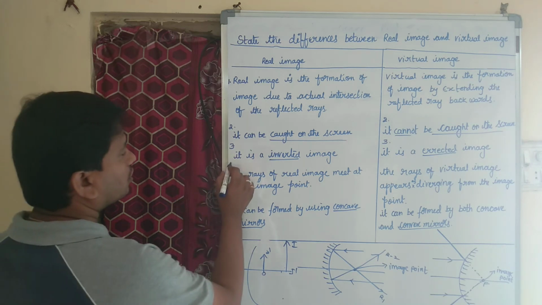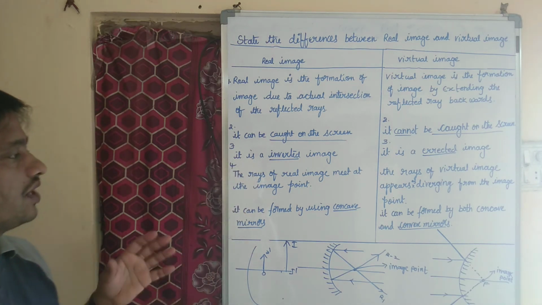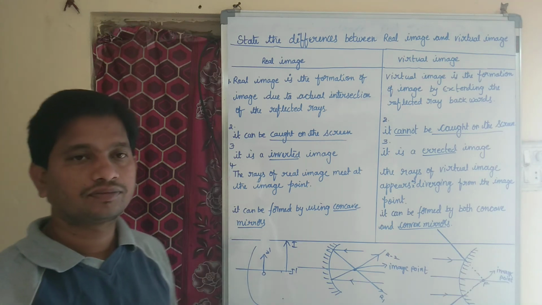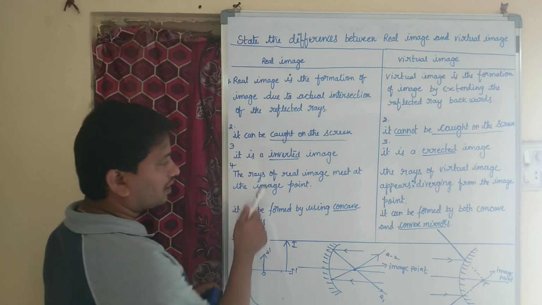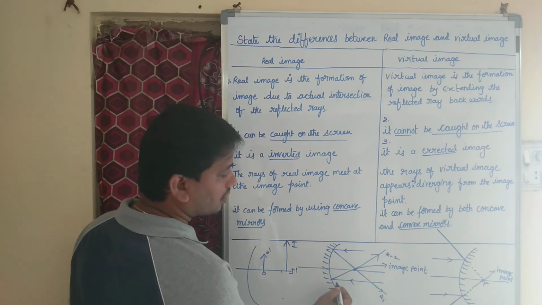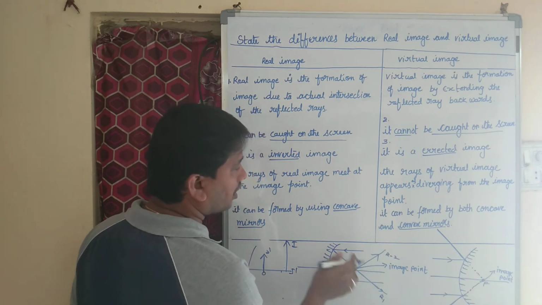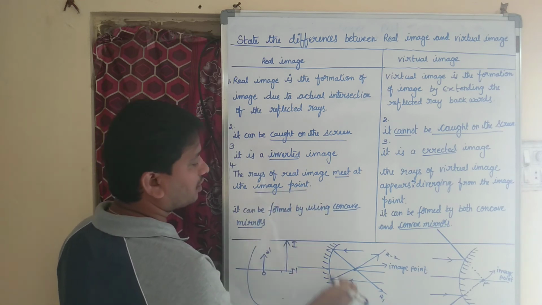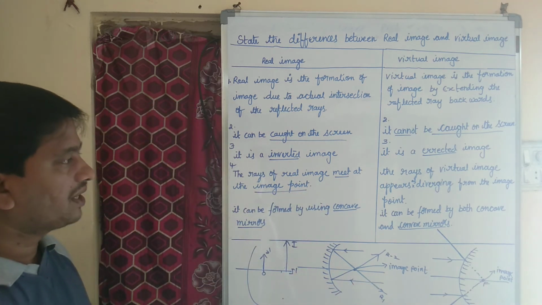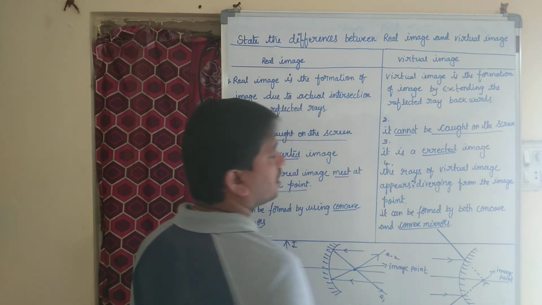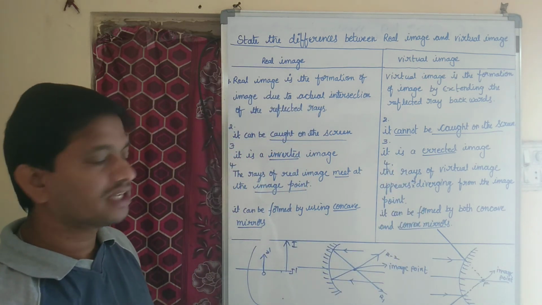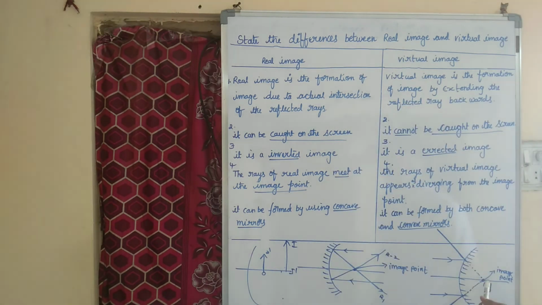Now coming to the fourth point, the rays of real image meet at the image point. See where they are meeting? This is our ray 1 and this is our ray 2. They meet at the image point. But here, the rays of virtual image appear to diverge from the image point. Look, they appear to diverge from the image point. The rays of virtual image appear as diverging from the image point.